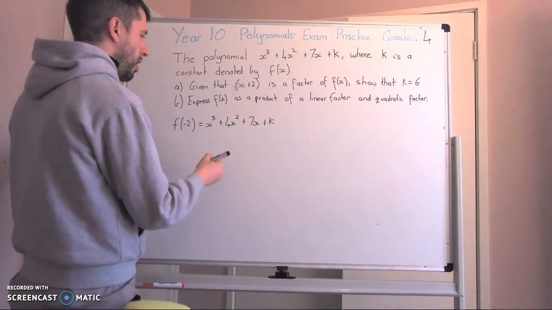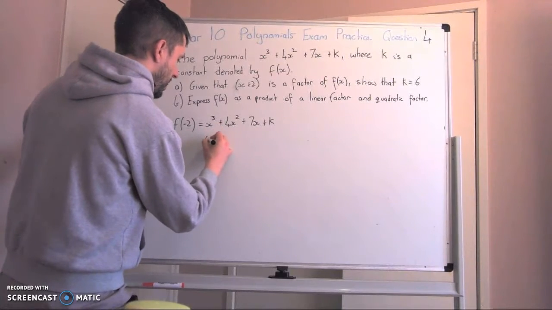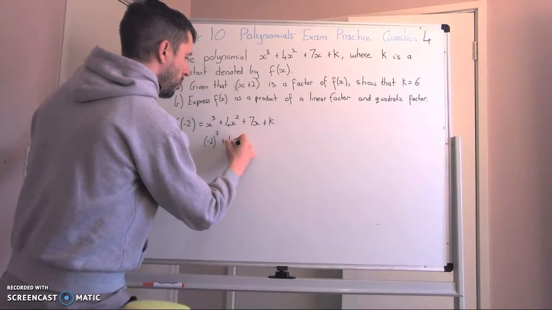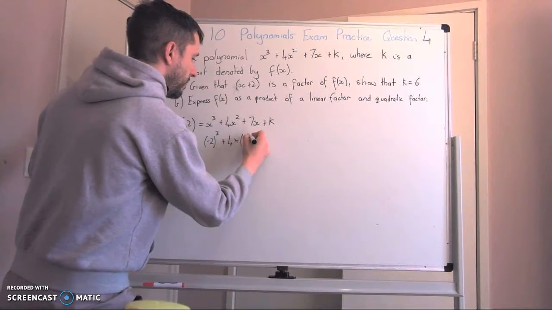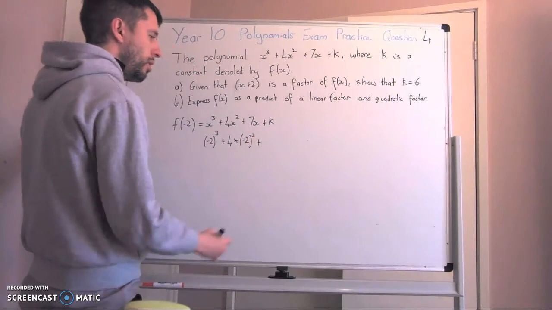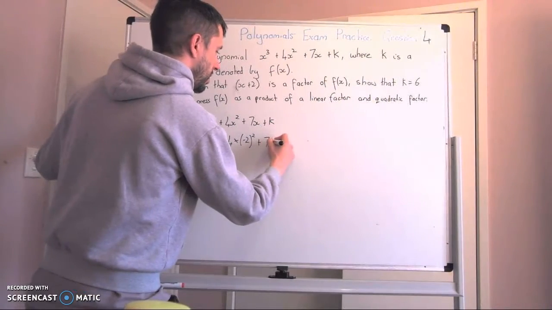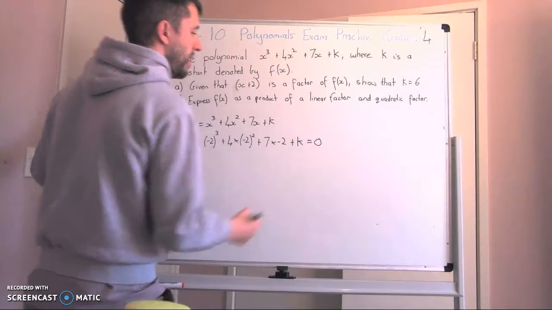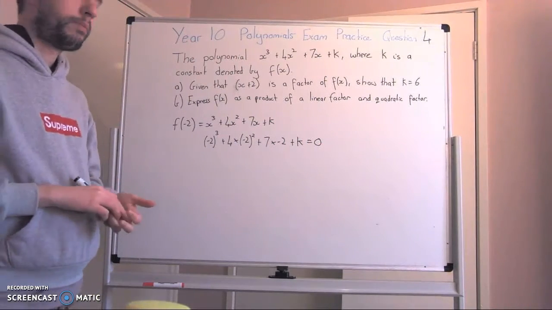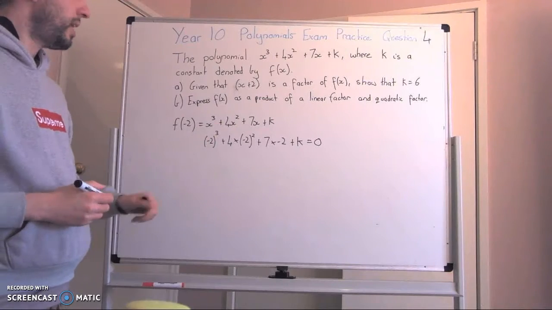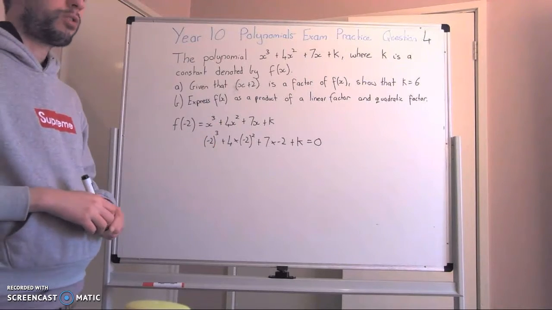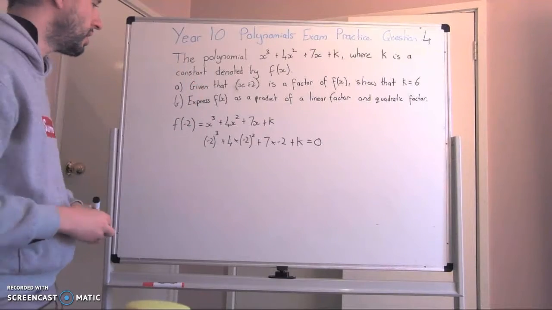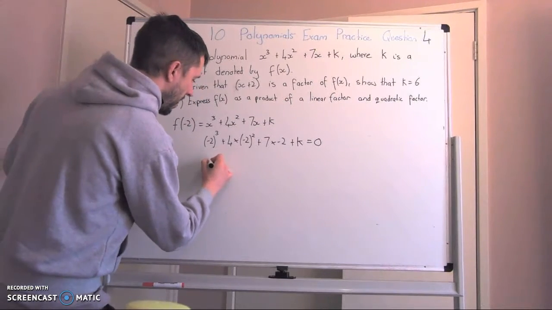So that is going to show me that x has to be negative 2 to the power of 3 plus 4 times negative 2 to the power of 2 plus 7 times negative 2 plus k, and it must equal 0. So we can solve this now. Negative 2 to the power of 3 is negative 2 times negative 2 times negative 2, which is negative 8.